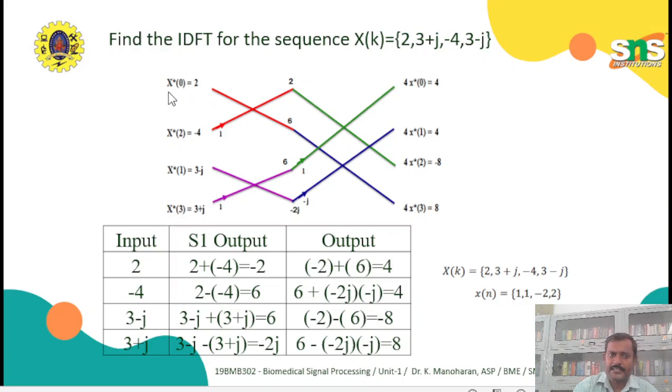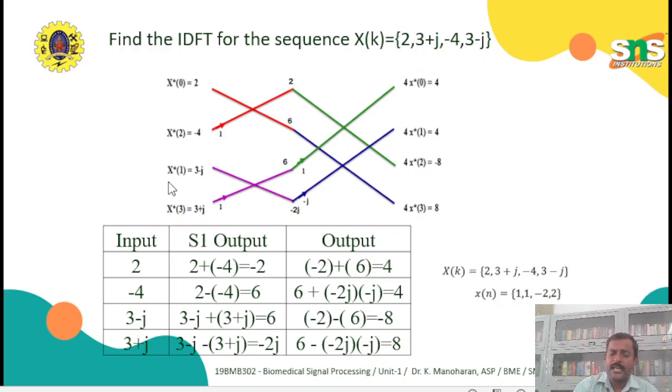Look at X of 0. This is 2. If you take the complex conjugate, again it gives the same 2. So X star of 0, the complex conjugate of X of 0, will be equal to 2 only. Now look at this value, index 2. X of 2 is minus 4. Even if you take a complex conjugate, no changes. So X star of 2 is also equal to minus 4.